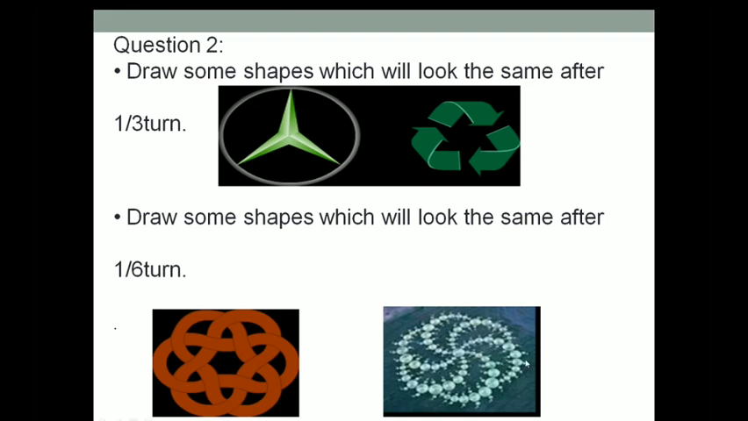Okay, so like that, you have to do these activities at home with your parents and friends, and look at them and try to understand half turn, 1/4 turn, 1/6 turn and 1/3 turn.